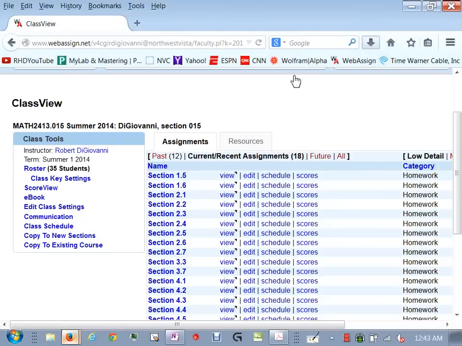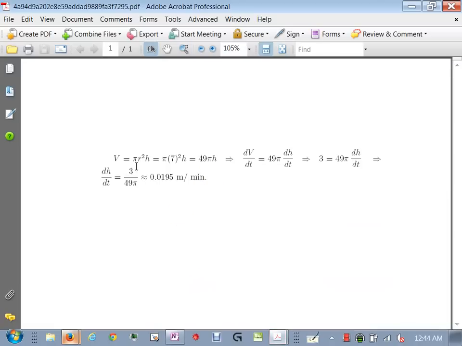I can barely keep my eyes open. Now they get a decimal approximation, but there it is, 3/49 pi.